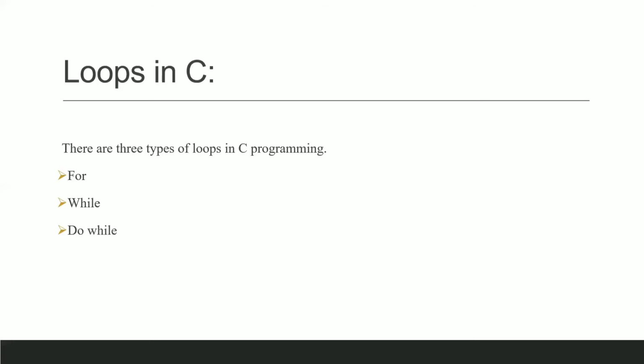We are going to see for, while, and do while in C. If we want to perform a task multiple times within the program, we use loops. There are 3 kinds of loops. They are for, while, and do while. So while is an entry control loop, whereas do while is an exit control loop. We'll discuss clearly about all the loops in coming videos.